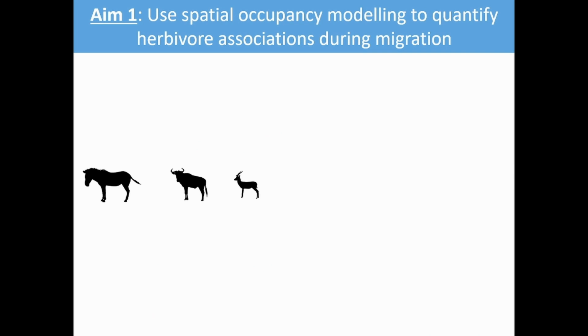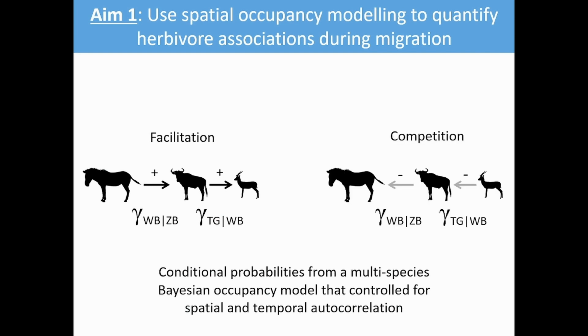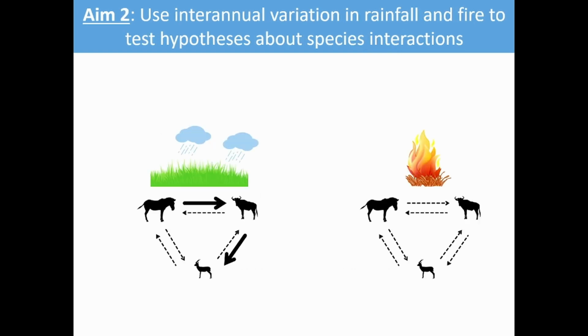So our first aim was to use spatial occupancy modeling in order to look at interactions between animals. What we did is we estimated conditional probabilities from a multi-species Bayesian occupancy model. That's kind of a mouthful. But that controlled for spatial and temporal autocorrelation. And we expected, if facilitation is happening, largely positive effects from larger to smaller herbivores, and if competition is occurring, we expect largely negative effects from smaller herbivores on larger herbivores.